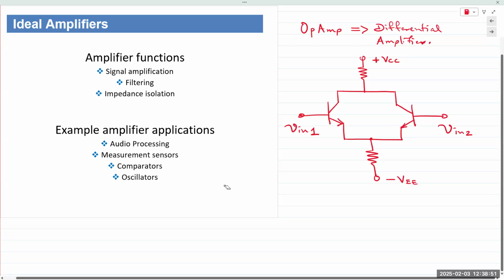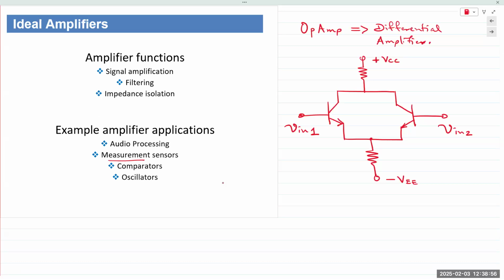Some of the other applications, we use them for audio processing, measurements. In the lab, we'll use them as comparators. You have a comparator chip in your lab kit. You also have an op-amp chip in your lab kit. So we'll use both. And then also oscillators for signal or function generation. The same circuit can function in multiple different ways, simply by the addition of a few external components.